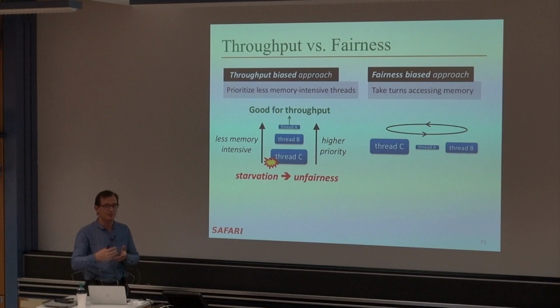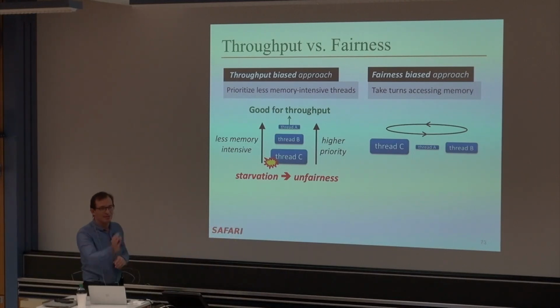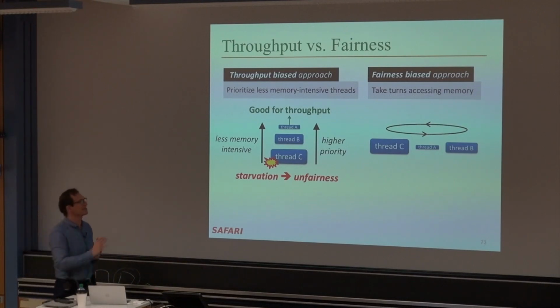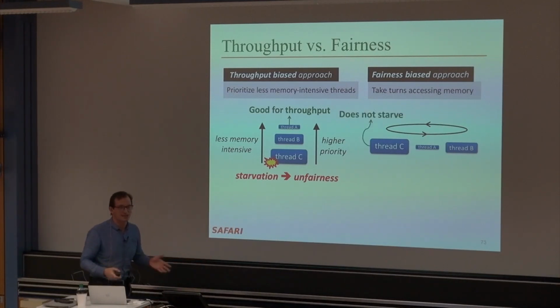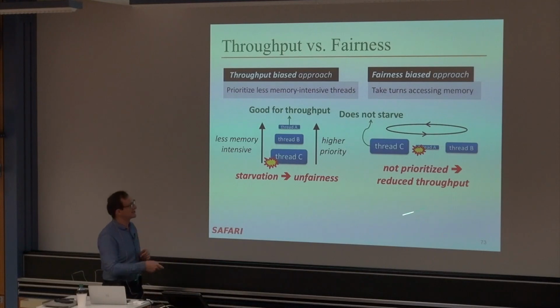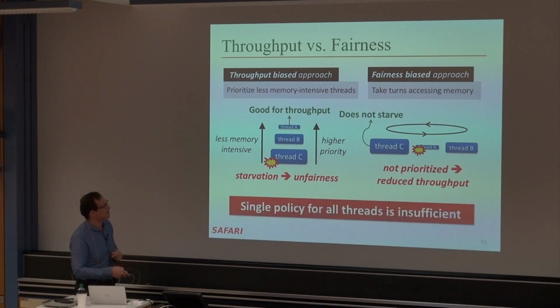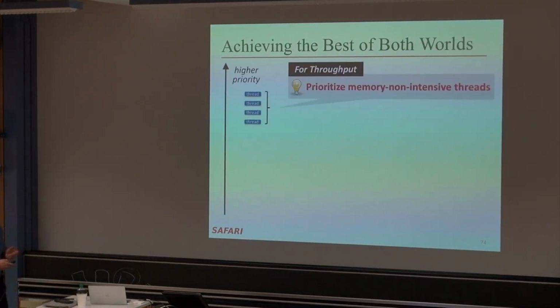So if you want to take a fairness biased approach, this is one way of thinking about fairness. You take turns accessing memory. That's, let's say, round robin fairness. And that's another way of implementing these schedulers. Basically, if you do that, the elephant doesn't starve because other elephants don't get in the way. But now the mice are not prioritized. As a result, you get reduced throughput. So there is no single policy that is sufficient for all threads because threads have different requirements. So we want to achieve the best of both worlds. How do we do that?